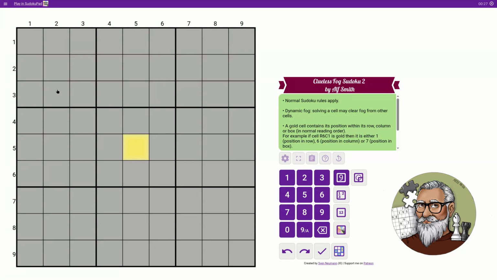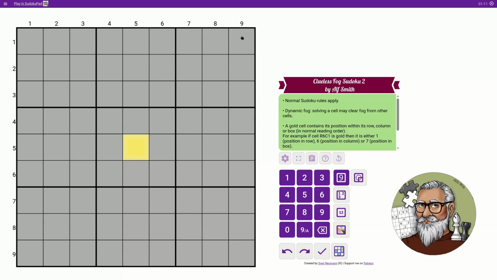Normal Sudoku rules apply. We have to place the digits 1 to 9 in every row, column, and 3x3 box, once each. Dynamic fog. Solving a cell may clear fog from other cells. As you can see, most of the grid is covered in fog except for row 5, column 5, the cell. And if you put a correct digit in one of these cells, it may clear fog from other cells. Again, I've seen this multiple times now, but I think in dynamic fog, it should clear at least its own cell. I don't know if that's implied or not, but that's how it should work.